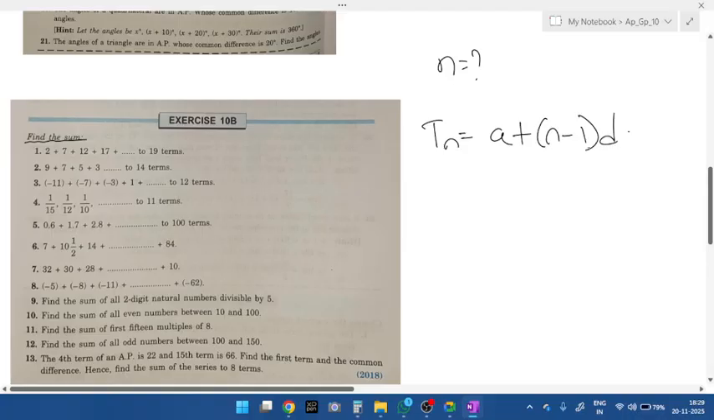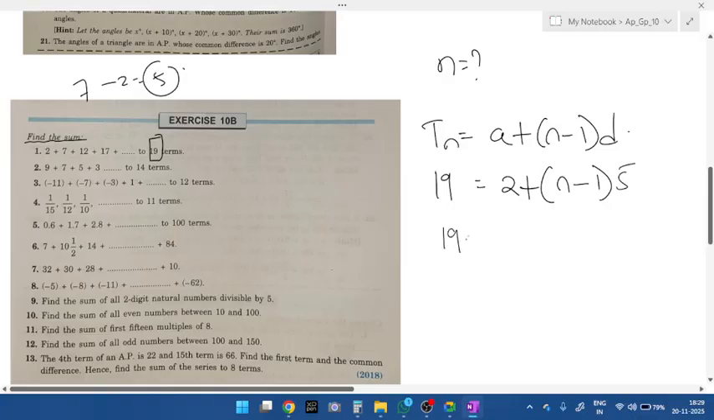Isn't it the formula? What is T of n value here? What's the last value here? The last value is 90. A value, what's the first value here? The first value is 2. So 2 plus n, we don't know what n is, minus 1 into, what's the difference between them? Isn't it 5? 7 minus 2 is 5. So, solve this.